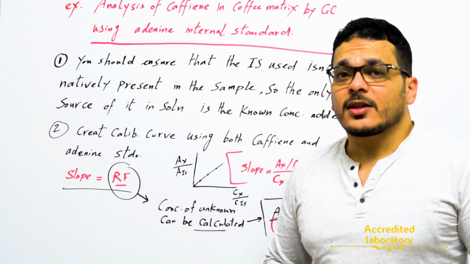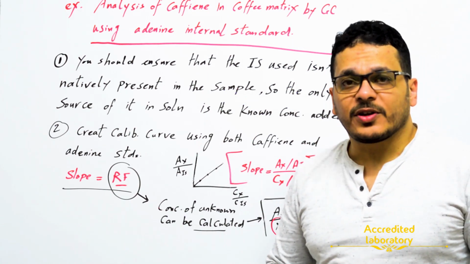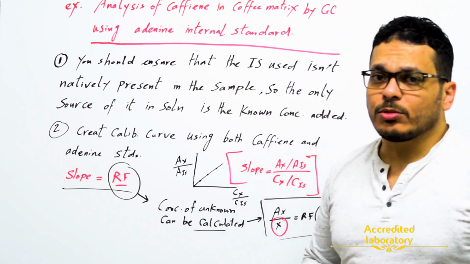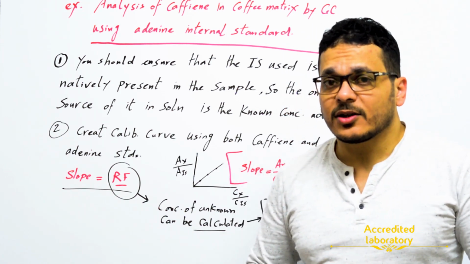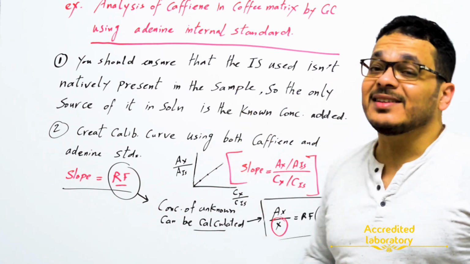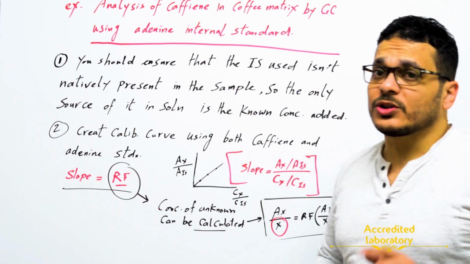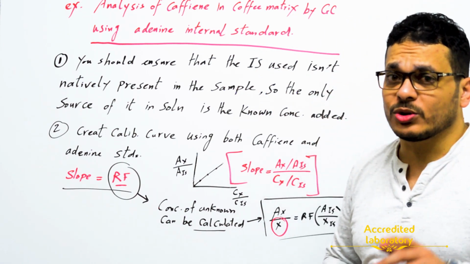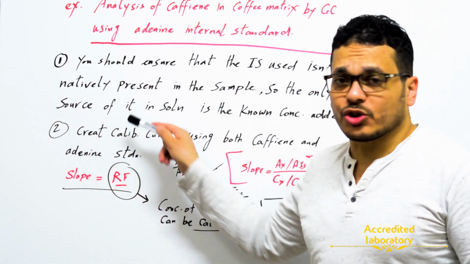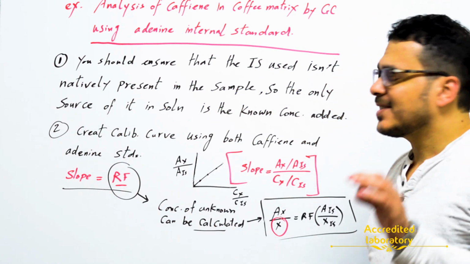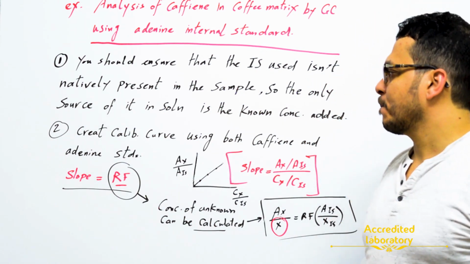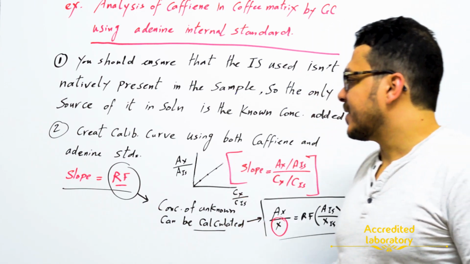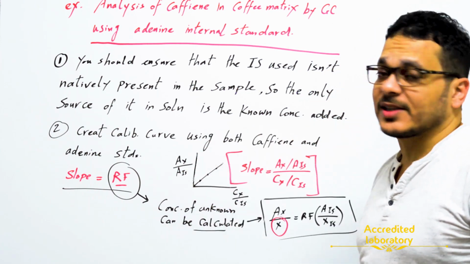Let's clarify internal standard by this example, analysis of caffeine in coffee sample using gas chromatography. And you should be able to select the most suitable internal standard to analyze your samples. Here we selected adenine. And you should ensure that this internal standard is not natively present in the sample, so that the only source of this internal standard is the known concentration you added. Then you will create your calibration curve using caffeine and adenine standard.